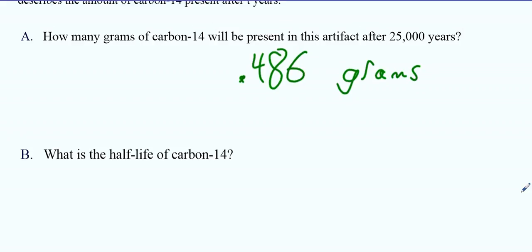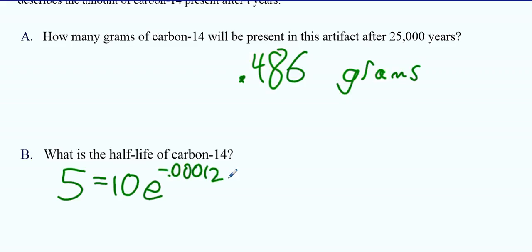To figure out the half-life of something, you just want to know how long until only half of it's left. Half-life means half of it's left. So if we started with 10, half of it left would mean that there's 5 left. So you want to know how long it is going to take until there's 5 left. That's e to the negative 0.000121 t. And we're figuring out how long until there's half of it left. Half will be 5.